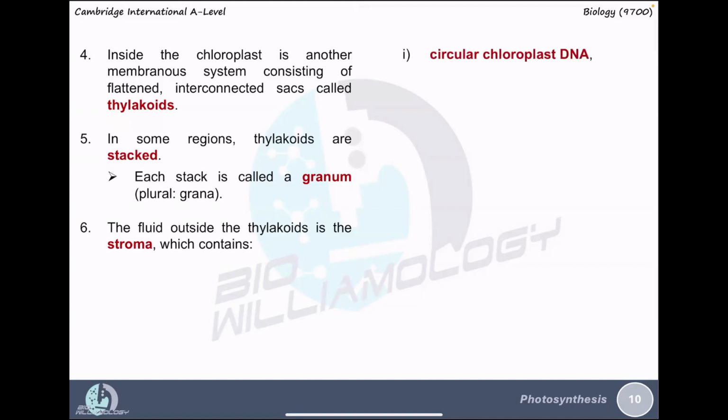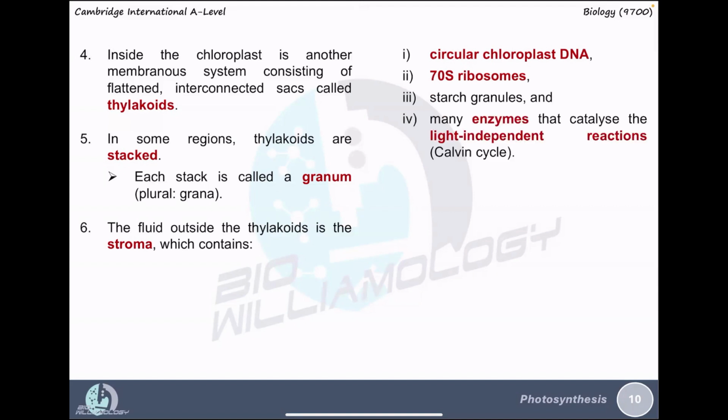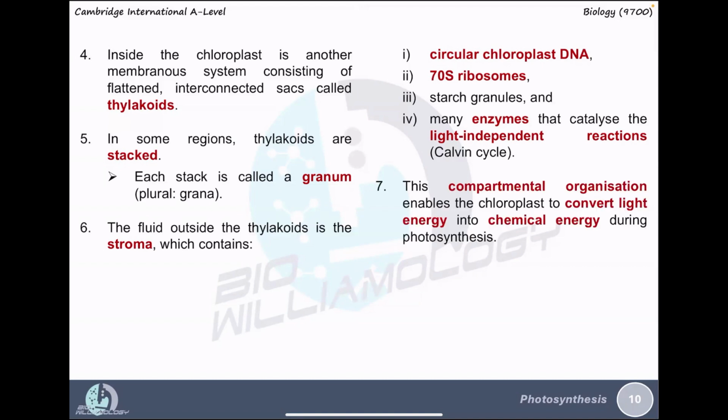So this stroma contains circular chloroplast DNA, 70S ribosomes, starch granules, as well as many enzymes that catalyze the light-independent reaction, which is the Calvin cycle. We are going to have a lesson focused on the Calvin cycle soon. And this compartmentalization enables the chloroplast to convert light energy into chemical potential energy during photosynthesis.